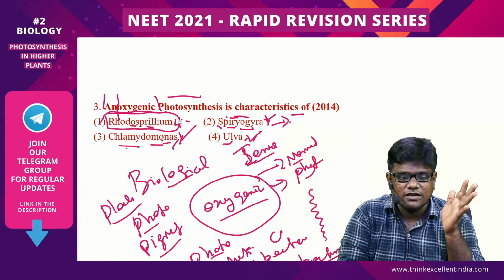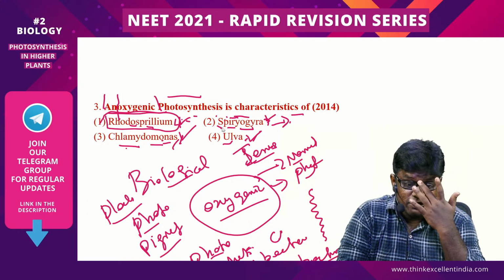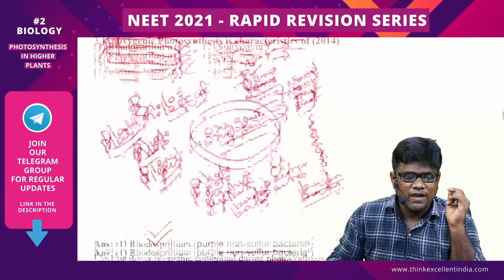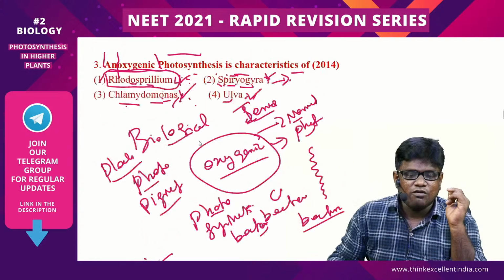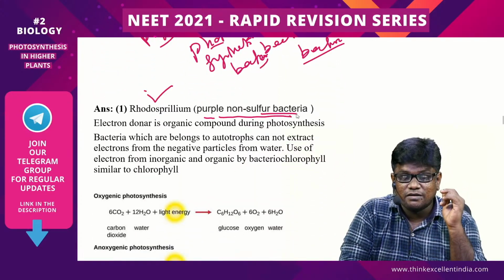Chlamydomonas belongs to what sort of photosynthesis? Volvox, exactly. And rhodospirillum, what kind of bacteria is it? You have to get into all this information, it is very essential. And here, anoxygenic types of photosynthesis. Here, rhodospirillum is a purple non-sulfur bacteria.